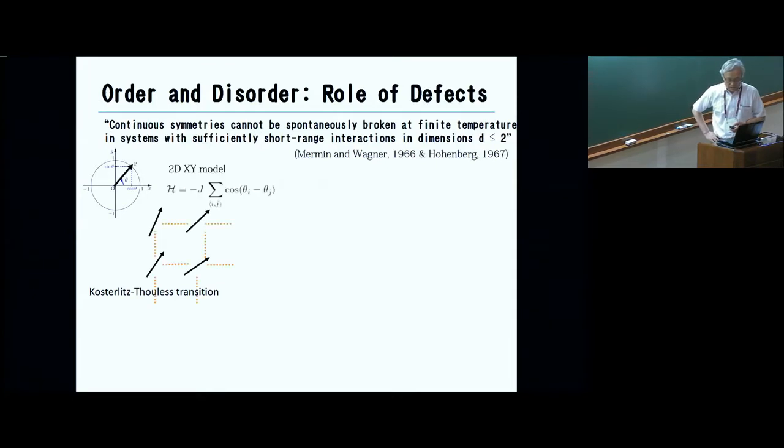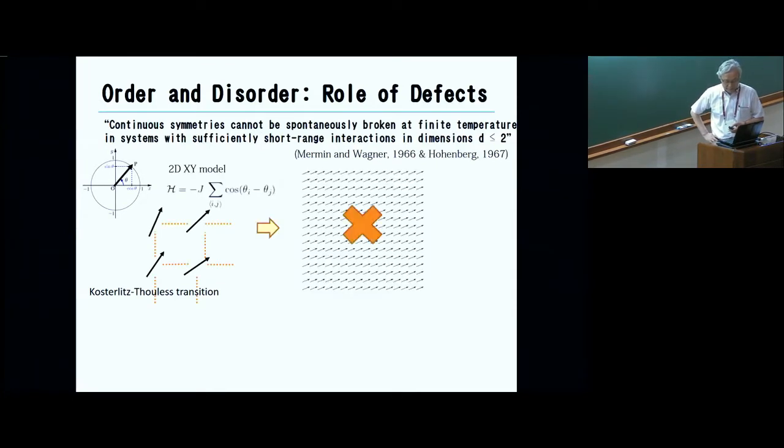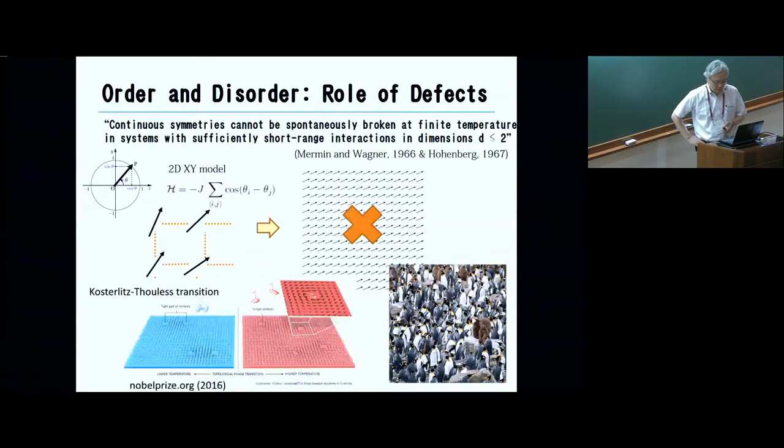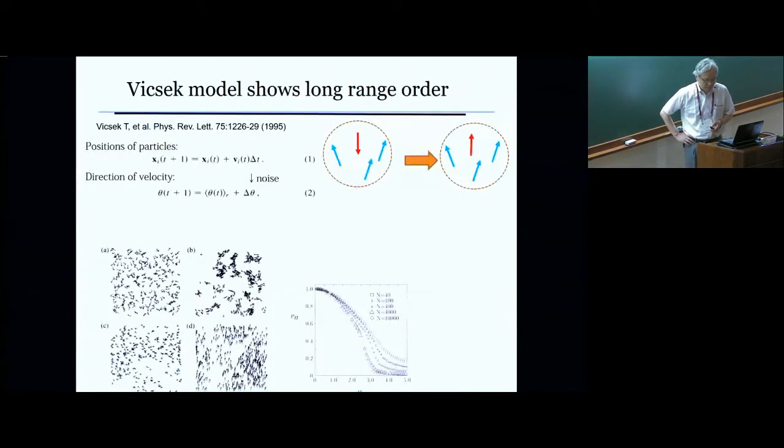And this is due to the nucleation of topological defects in the two-dimensional system; it's so easy to excite a pair of topological defects. And in fact, this was pointed out many years ago, and they got the Nobel Prize last year. However, in active matter systems, long-range order in 2 dimensions has been predicted by the Vicsek model.